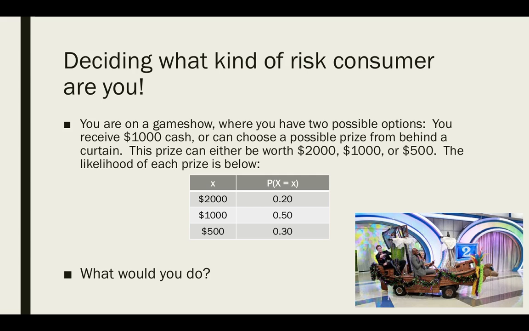You don't know it, but you know that the prize can either be worth $2,000, $1,000, or $500. The likelihood of each of these prizes is shown in the probability distribution below. So here, very discrete because, again, there's three possible options here. And the likelihood of you getting the $2,000 prize is 0.20, the $1,000 prize is 1/2, and the $500 prize is 30%, 0.30. So the question is, what do you do?